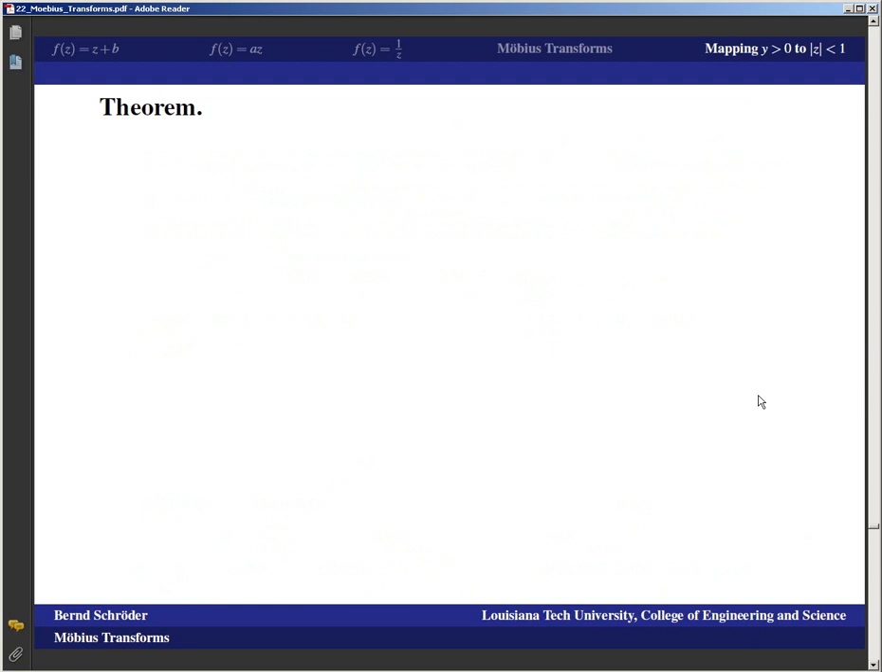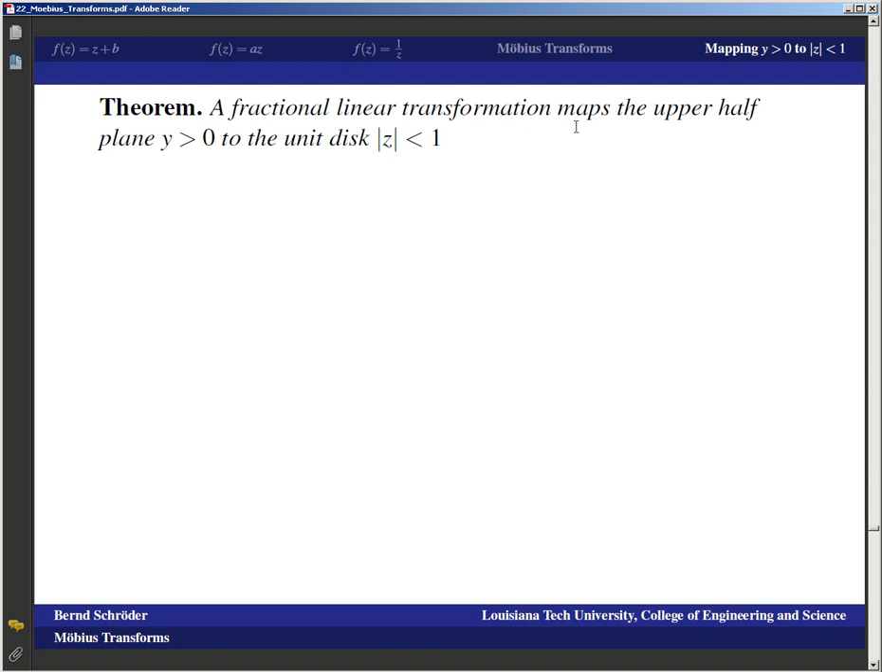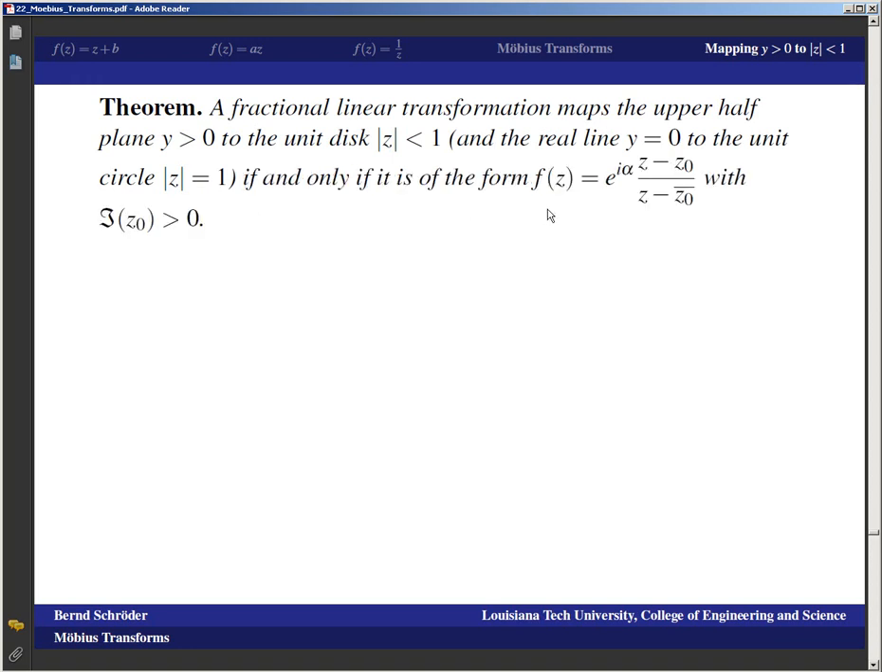We're going to now look at some examples of Möbius transforms, and that goes under the heading of mapping the upper half plane to the unit circle, which is a good example of a Möbius transform. And here's the theorem. A fractional linear transformation maps the upper half plane y greater than 0 to the unit disk, z absolute value smaller than 1. And that means then the real line, y equals 0, to the unit circle, z absolute value equals 1, if and only if it's of the form f of z equals e to the i alpha times z minus z0 over z minus z0 bar, where the imaginary part of z0 is greater than 0. Let's prove that.